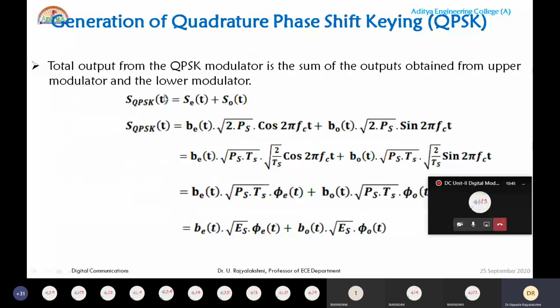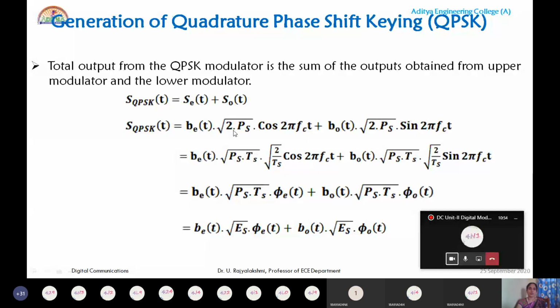So already I told you the QPSK signal is a sum of S_c(t) and S_o(t), where S_c(t) is b_e(t) into root(2Ps) into cos 2 pi fc t, where cos 2 pi fc t is the in phase carrier and sin 2 pi fc t is the quadrature carrier. So the sum of the in phase component output and quadrature phase component output, that is S_c(t) and S_o(t), gives you the QPSK signal. So finally you got the signal in the form of b_e(t) root(2Ps) cos 2 pi fc t plus b_o(t) root(2Ps) sin 2 pi fc t. Okay. Next.